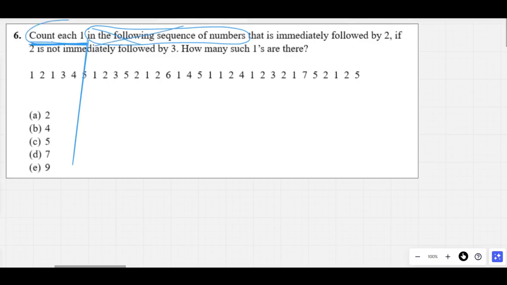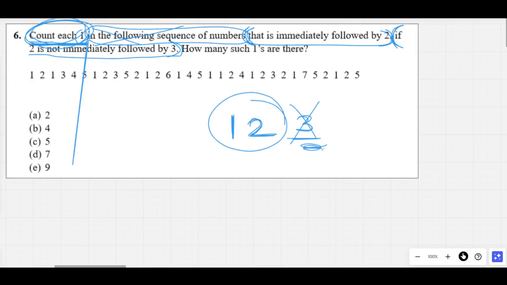What do we have to count? Count each one. Then, this is the second sentence, that is actually 1. Count each one that is immediately followed by 2. So 1 is followed by 2. But there is one more sentence, which is if 2 is not immediately followed by 3. So there should not be a 3 here, right? Basically, for 1, 2 we have to find where 3 does not exist in front.